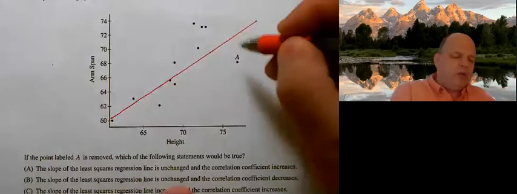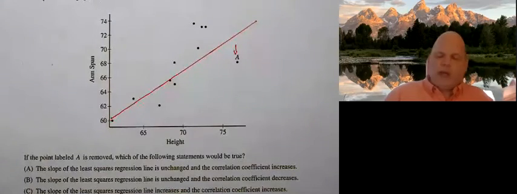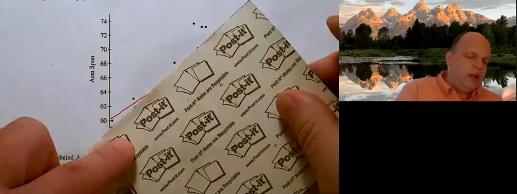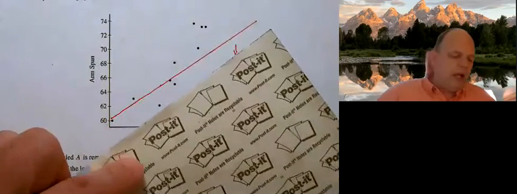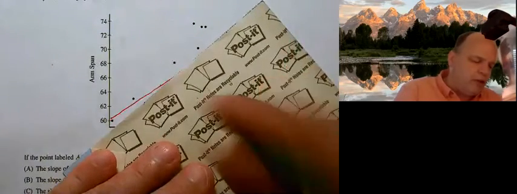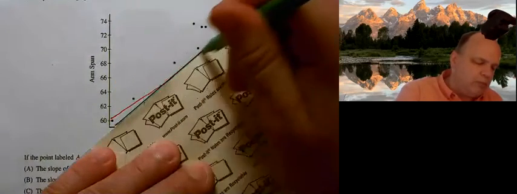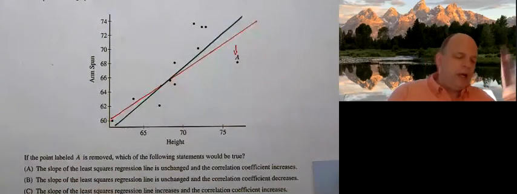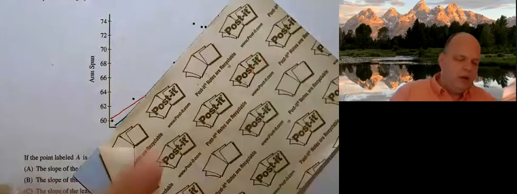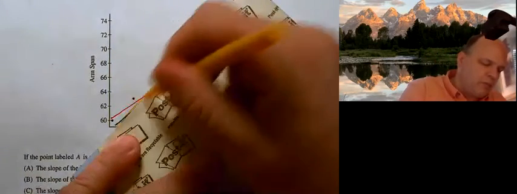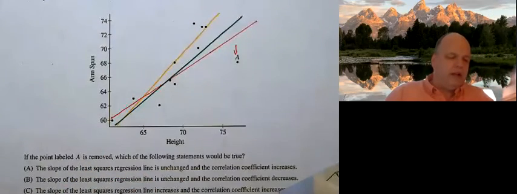Now, A is pulling it down this way. So if I remove A, what's going to happen? Well, if I remove A, I'm going to go, oh, it's going to shift up a little bit. So my line's going to shift a little bit, and I'm going to get this line or something that maybe looks a little more like this. Actually, it's probably even more so. It's probably even going to be more like this yellow line that I'm about to draw. Probably more like the yellow line that I just drew.